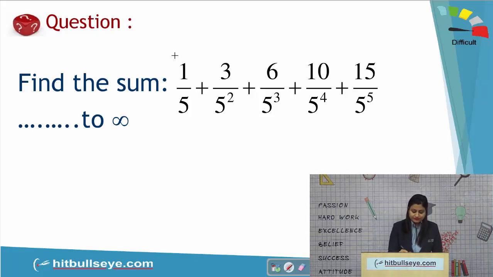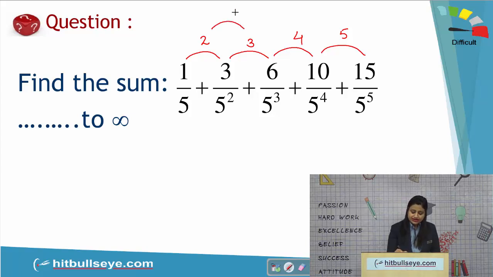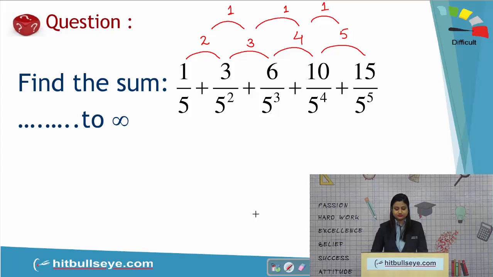In the numerator, if we take the difference, here the difference is 2, then we have a difference of 3, then 4, 5. Not the same difference. So that is not a direct question of AGP. So we cannot apply the direct formula for finding the sum of infinitely many terms of AGP. But in the second step, if we see, it becomes an AP, arithmetic progression. So how can we solve these kind of sums?